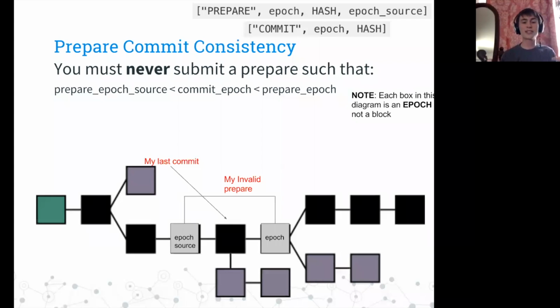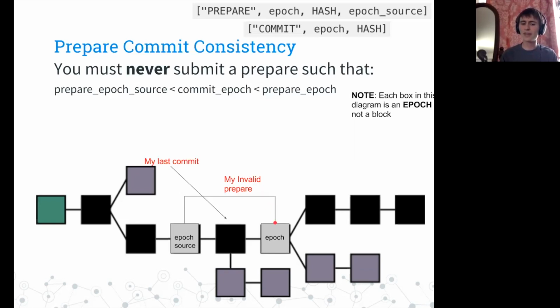So prepare, commit, consistency. This is by far one of the most complicated and confusing ones. If you don't fully get this one, that's okay. You must never submit a prepare such that the prepare's epoch source, so this is the invalid prepare, this is the epoch source, is less than your last commit epoch, which is then less than the prepare epoch. So as you can see, this is my last commit, and this is my invalid prepare.